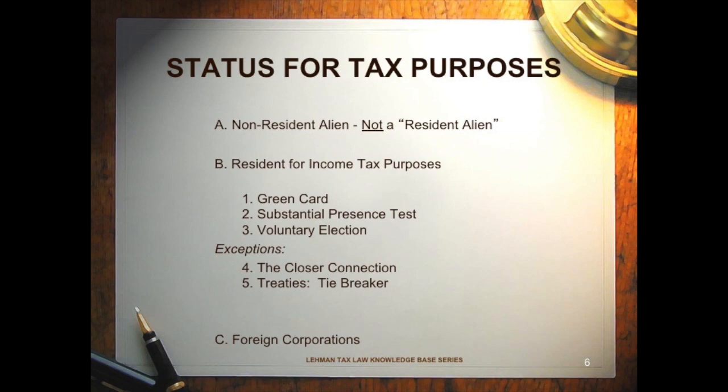Now we have two ways that people can be over here for a fairly lengthy period of time and still not be taxed as U.S. tax residents. We have the two exceptions. One is called the closer connection exception, and we'll describe what we mean by that.